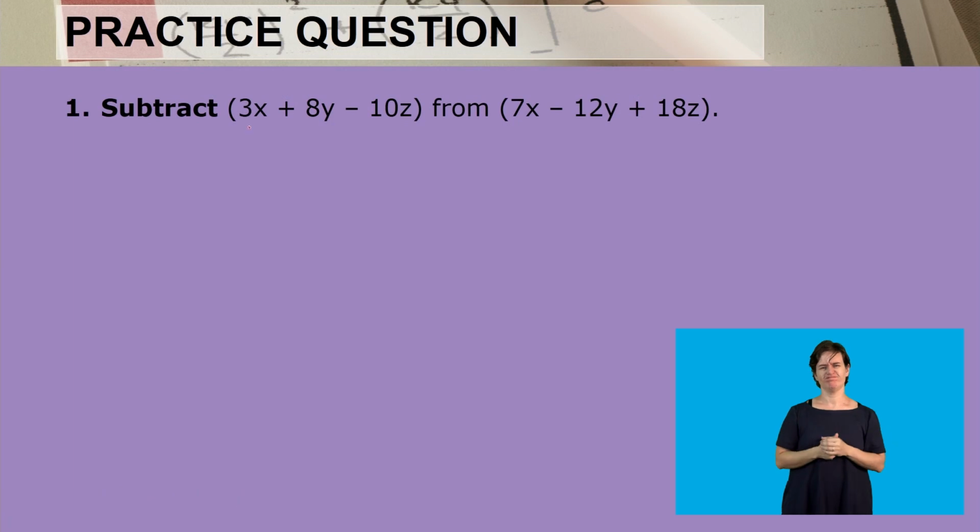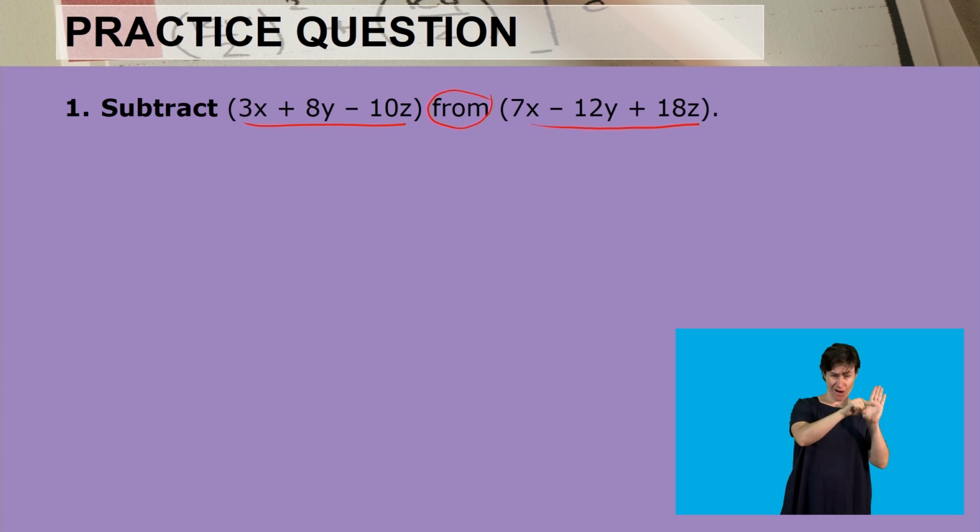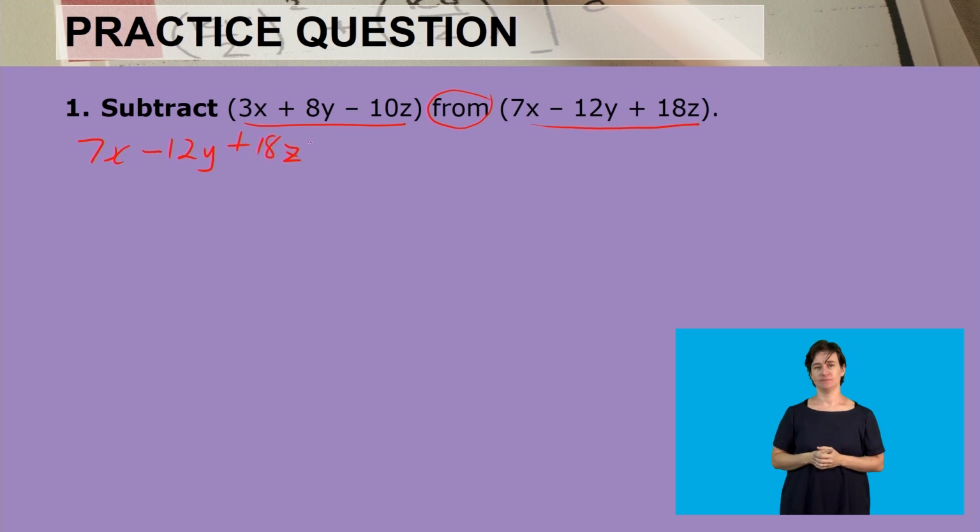We are to subtract this expression, a trinomial, from that trinomial. The key word is "from", which means whatever follows the word "from" must be written first. So our expression would be 7x minus 12y plus 18z, and we should subtract 3x plus 8y minus 10z.